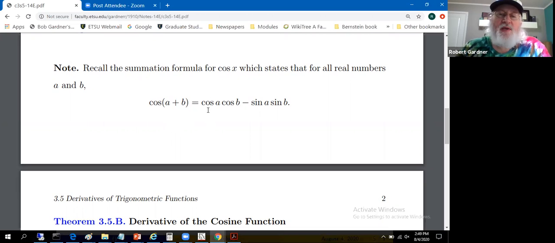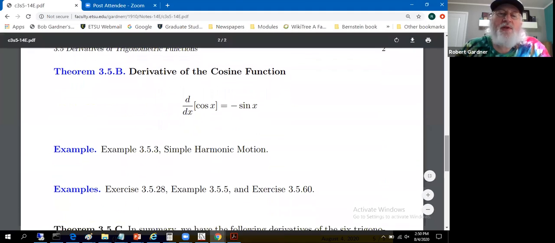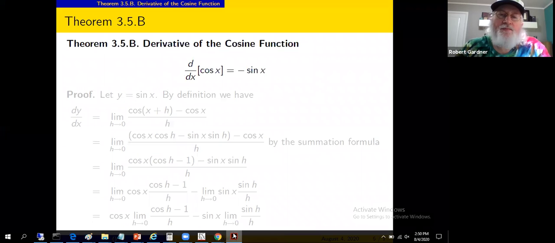Cosine of a plus b is cosine a cosine b minus sine a sine b. See chapter 1 for a mention of that. I don't think there's actually a proof in this book. See a pre-calculus book for a geometric argument of the proof. I've got notes out there on proofs of these. But there's a summation formula for cosine. So let's differentiate cosine. Rumor is the derivative of cosine is negative sine. Let's see if we can find where that negative comes from in the derivation.